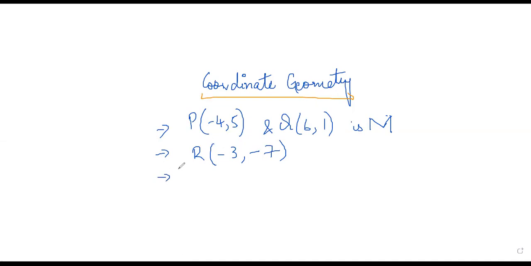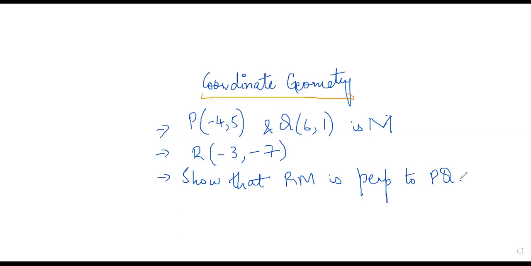Okay, so now what you're going to do is show that RM is perpendicular to PQ. PQ means line PQ. It says RM is perpendicular to PQ.